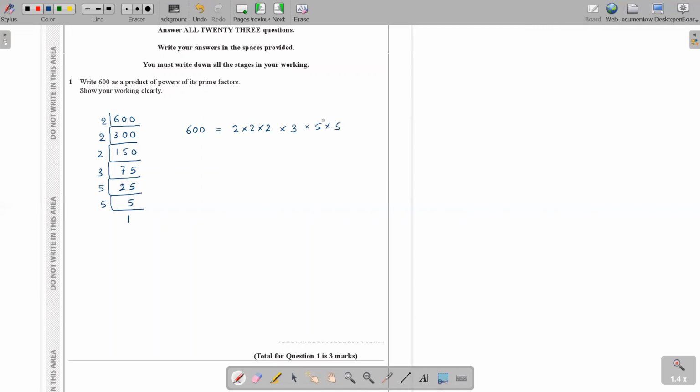So 600 as a product of its prime factors would give you 2 to the power 3 into 3 into 5 to the power of 2. So that should be your answer: 2 to the power 3 into 3 into 5 to the power of 2. Okay. Right.